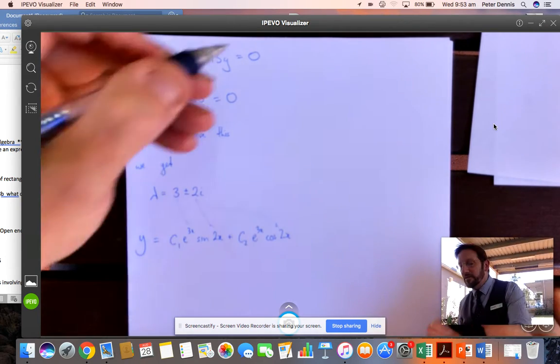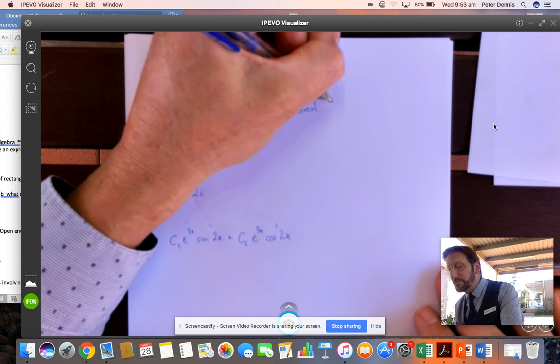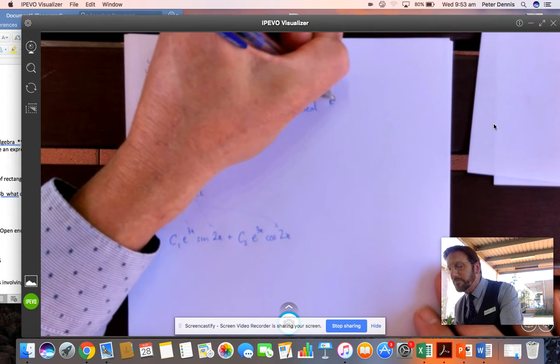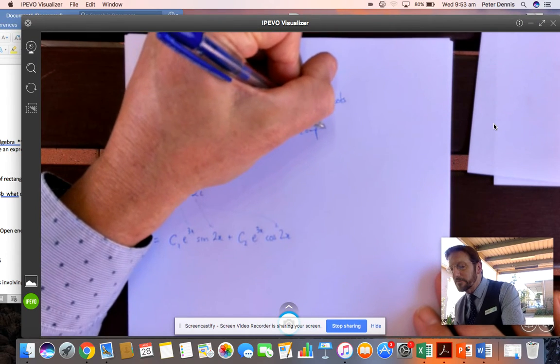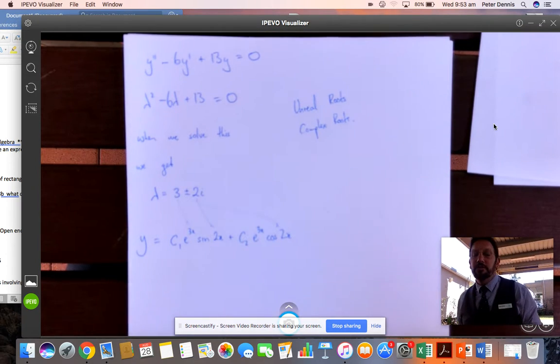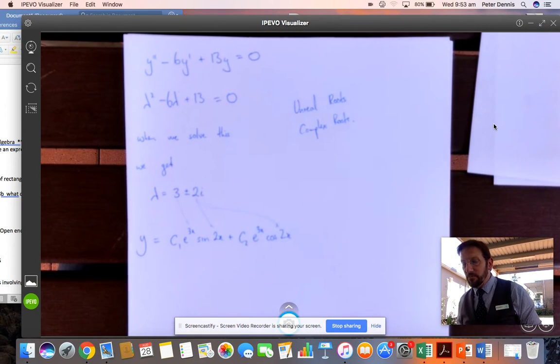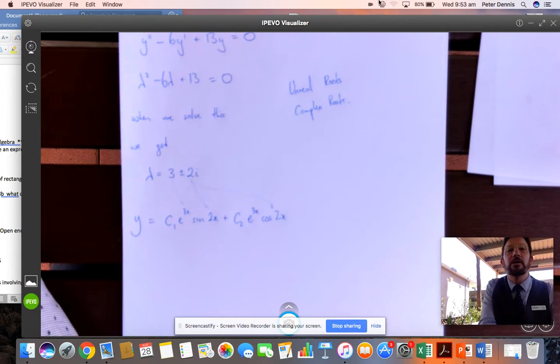And that's basically what we do if we get unreal roots or imaginary roots, or complex roots is probably the best way to put them. And that's really the three examples to start with, and the three different types of things you can get. Okay? Hope that helps.